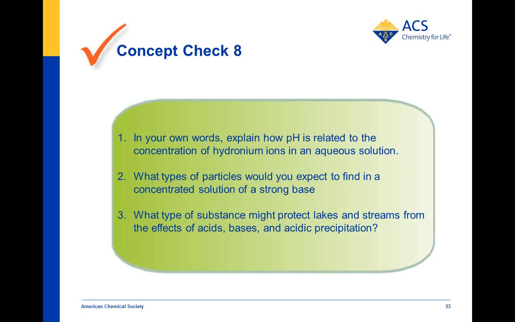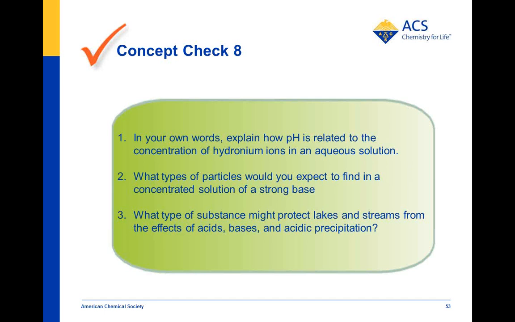And then the last one, what type of substances might protect lakes and streams from the effects of acids, bases, and acidic precipitation? So it's moving them forward into the next section as to what can you do if you have acid rain. Students have heard about acid rain. Once again, I had to clarify to them that precipitation was rain or snow or sleet. So how would that happen?